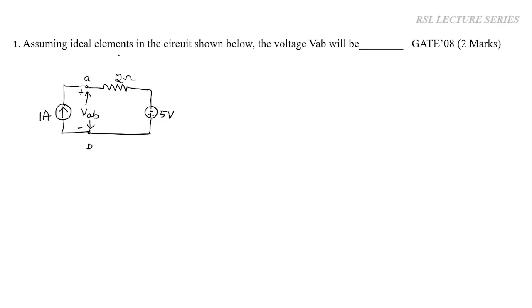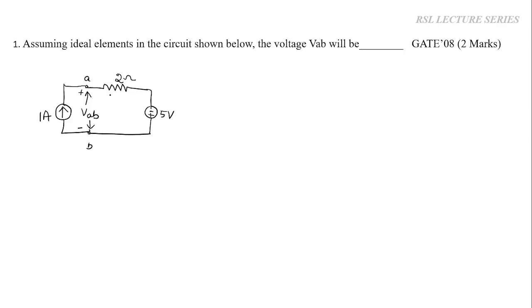The question is, assuming ideal elements in the circuit shown below, the voltage VAB will be dash. This is the circuit given. Here we have a 1 ampere source, a 5 volt source and a 2 ohm resistor. Now at this node, we have to find out the voltage. So we have to apply the KCL equation here.